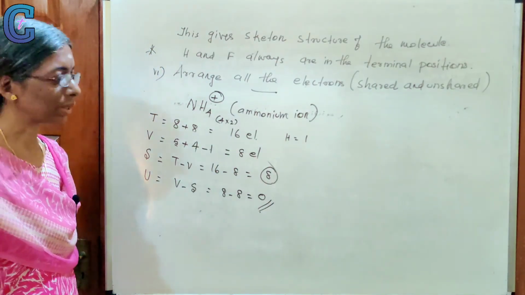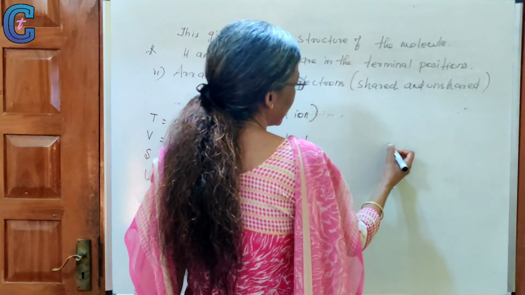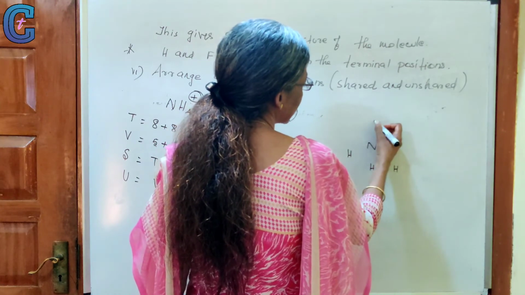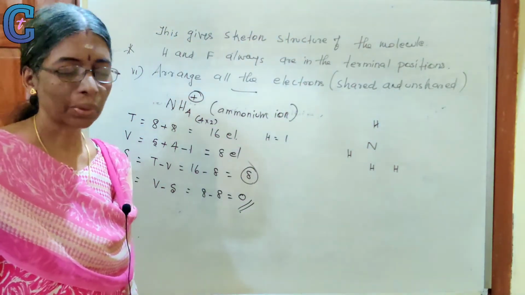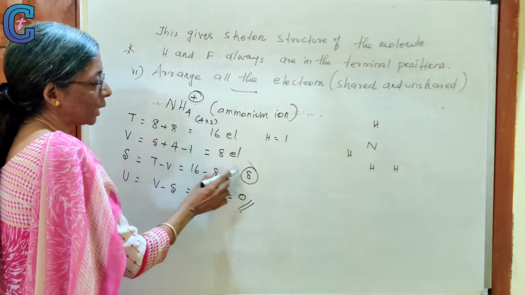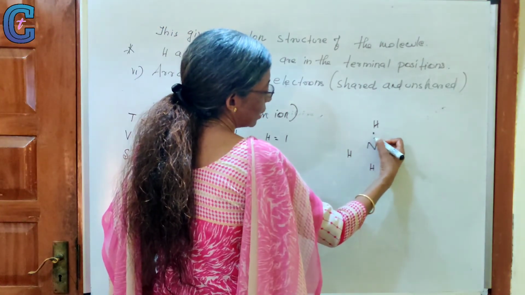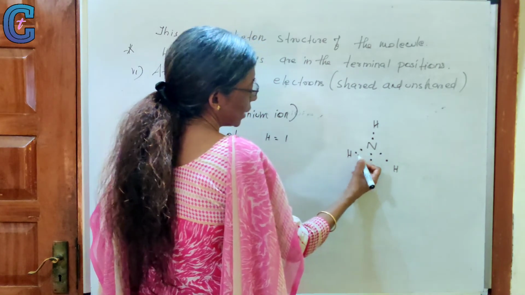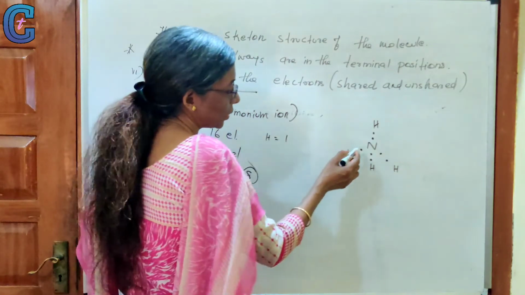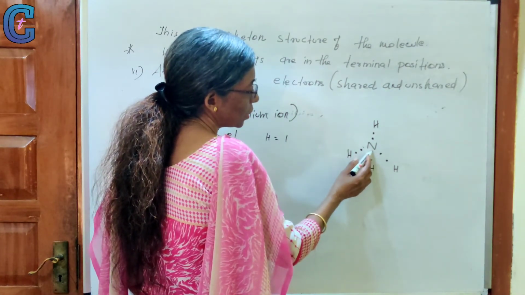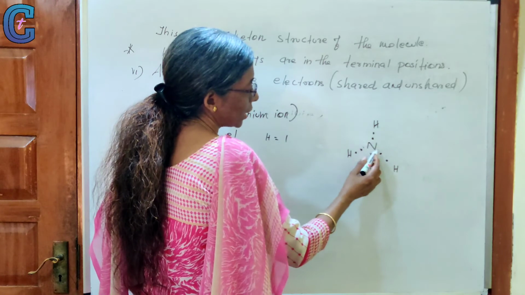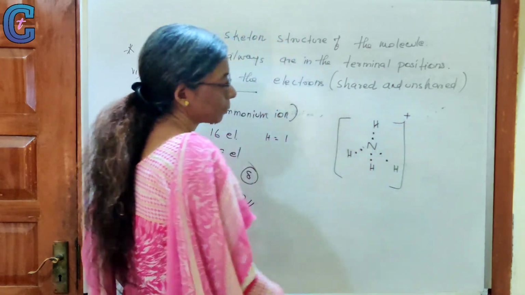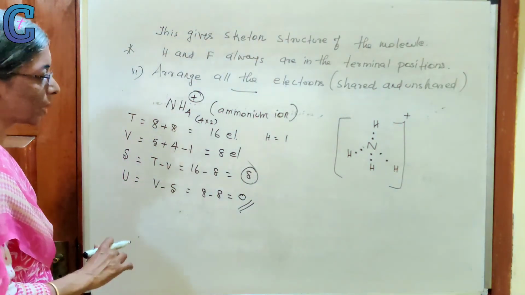Okay, now we can draw the structure. So N with H, H, H and H. Okay, so shared electrons, how many are there? 8 electrons. So you can put here 1, 2, 3, 4, 5, 6, 7, 8. Unshared electrons 0. So here you see hydrogen 2, this also hydrogen 2, this also hydrogen 2, this also hydrogen 2. The total charge here will become plus. Okay, this is over.